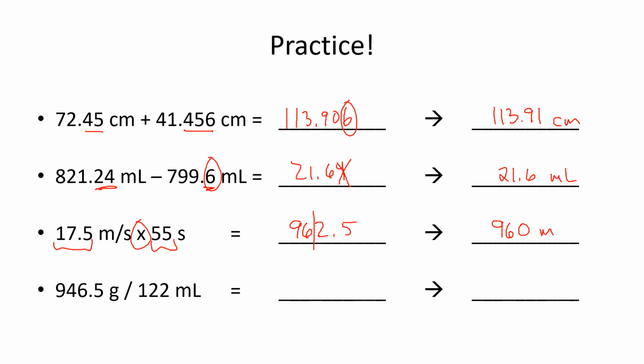Okay, this last one, it's a division. 946.5 divided by 122 equals, and I get 7.758, and so on. Okay, so we have 3 here, we have 4 here, so we've got to keep 3 in our answer. So we're going to chop it off there. That comes out to 7.76. And the unit would be grams per milliliter.